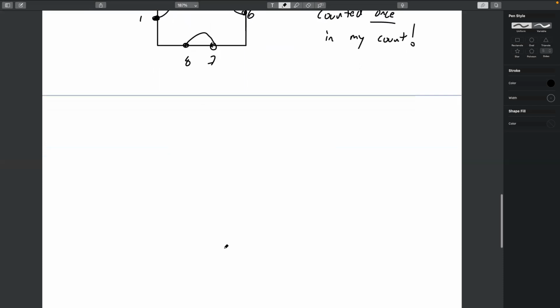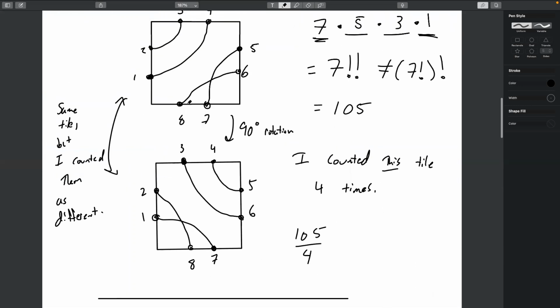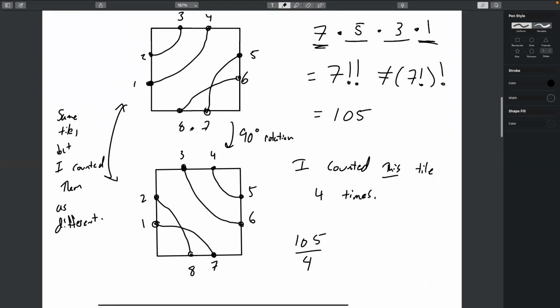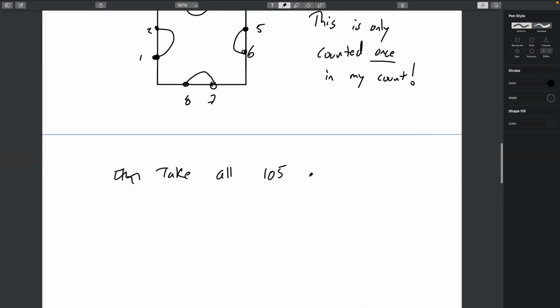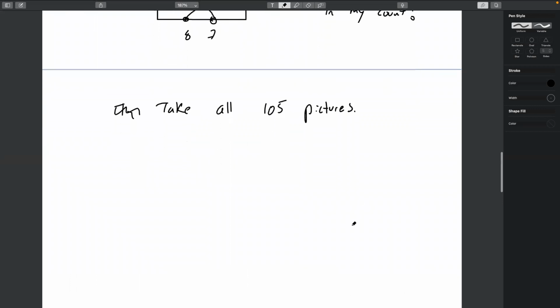Okay. So here's the idea. I'm going to take all 105. I guess I'll distinguish between pictures and tiles, okay? So this thing and this thing, I'm going to say that they're different pictures, but they're the same tile. So here I've got 105 pictures, but we're not sure how many tiles that is yet. And I'm going to start with my naive idea. I'm going to do a quarter of the 105.